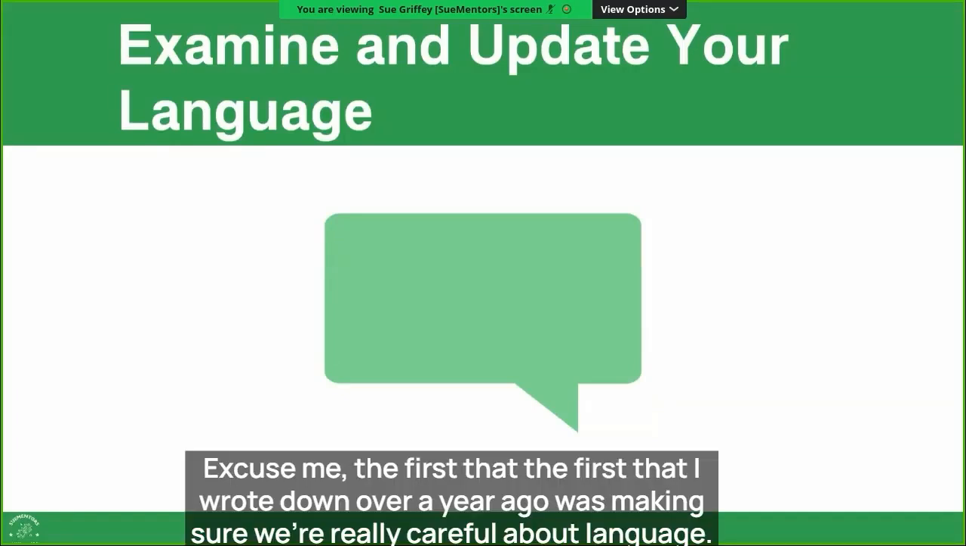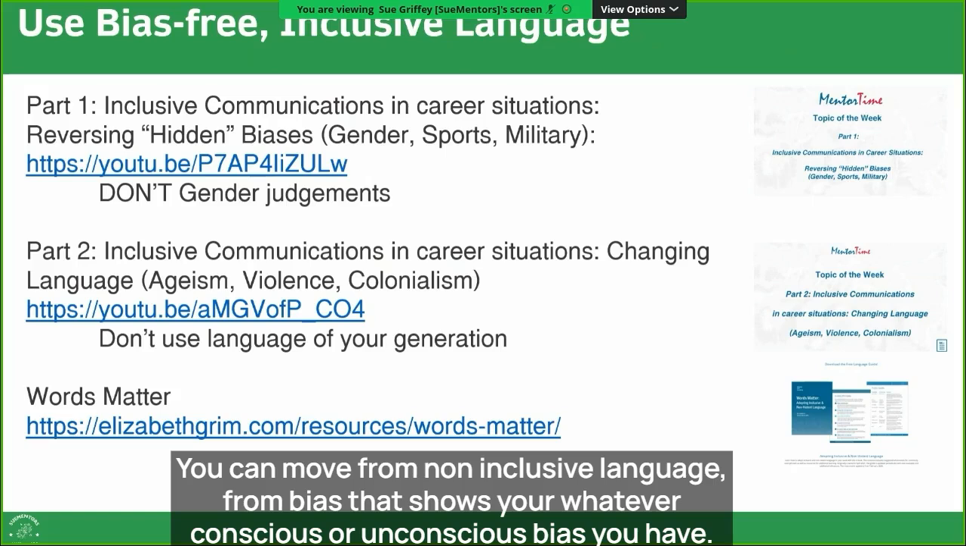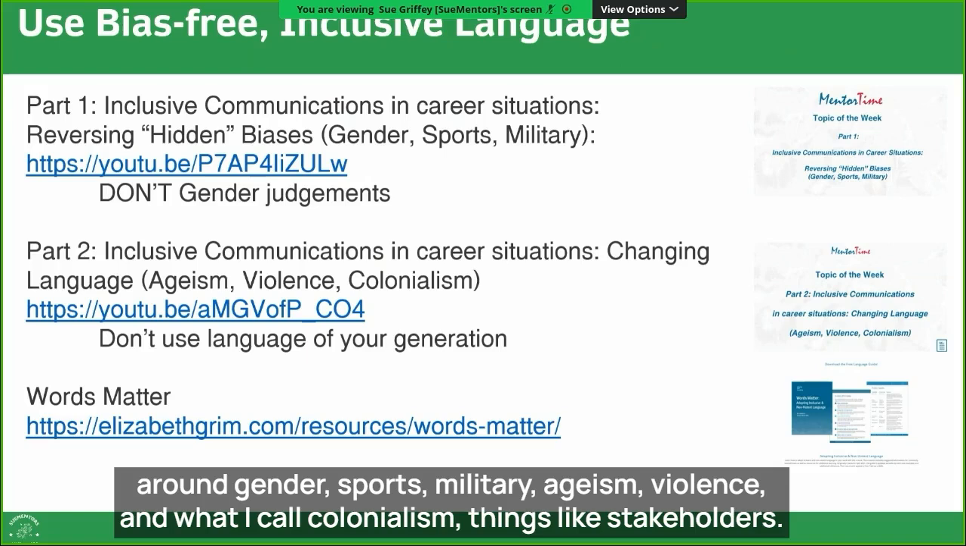The first that I wrote down over a year ago was making sure we're really careful about language. And most of us, me included, still have bad habits. You can move away from non-inclusive language, from language that shows whatever conscious or unconscious bias you have. And I remind each of you we've done 2 webinars on inclusive language. They were around gender, sports, military, ageism, violence, and what I call colonialism, things like stakeholders.